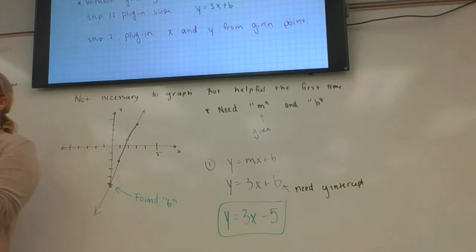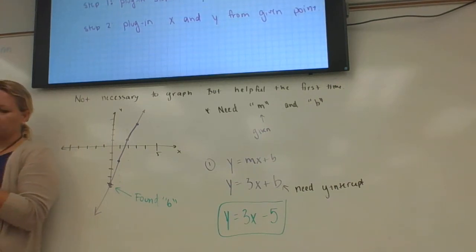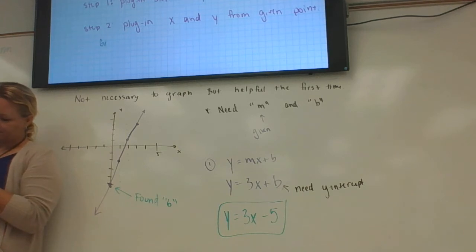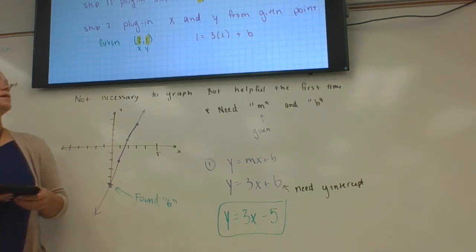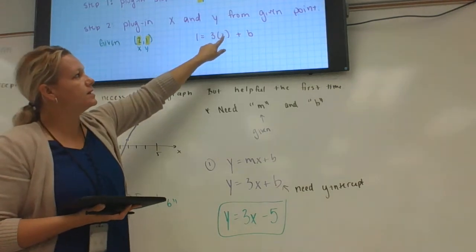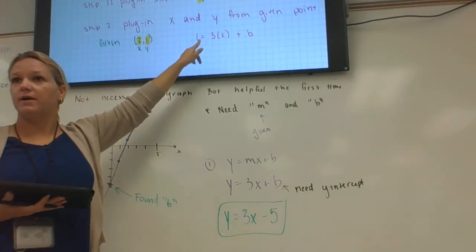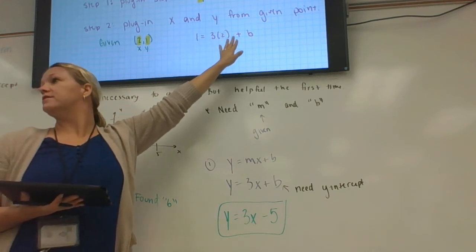So this is going to be a little bit like our direct variation equation. So given 2, 1 is x and y, I'm going to take that equation and it's going to look like 1 equals 3 times 2 plus b. See the y and the x? I actually put this x and this y in there. So I put 2 in the x spot and I put 1 in the y spot. So now we could solve for b.